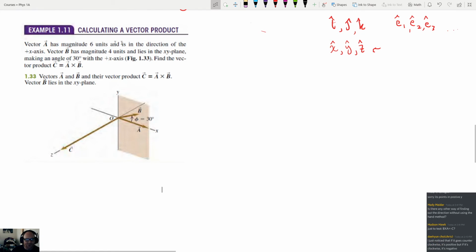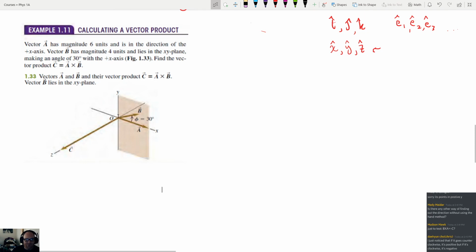Vector A has magnitude 6 units and is in the direction of the positive x-axis. Vector B has a magnitude of 4 units and lies in the xy plane, making an angle of 30 degrees with the positive x-axis, which is between those vectors. Find the vector product C, which is equal to A cross B.